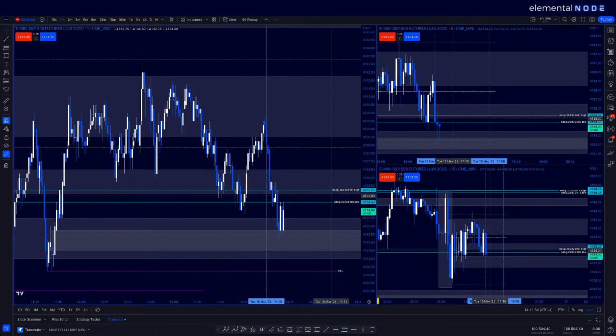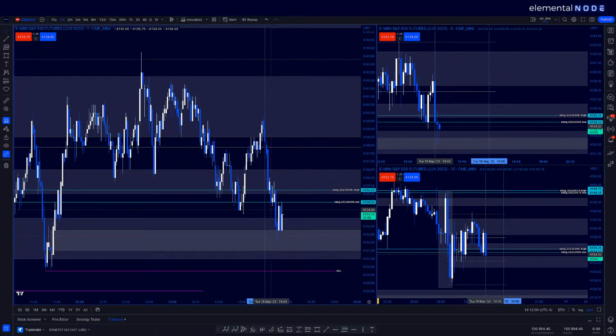So it looks like the new day opening gap wants to act as resistance. That would be great if we were to continue downward. I want to see all premium arrays be respected.